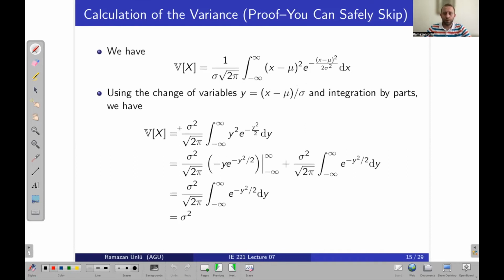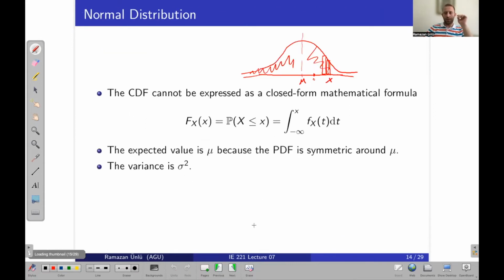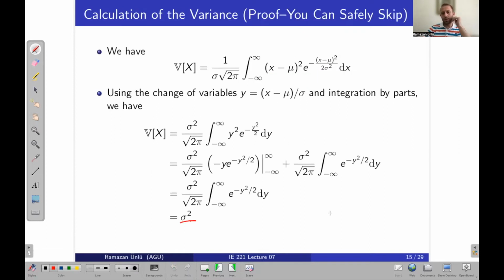Again, there is a proof of the variance. You can safely skip that part. But for those who are interested in how to prove that one, there will be some supplementary videos at the end of this series, okay? So the variance of the normal distribution is sigma squared. What we learned so far: the PDF of the normal distribution is symmetric around the mu, and the variance is sigma squared.